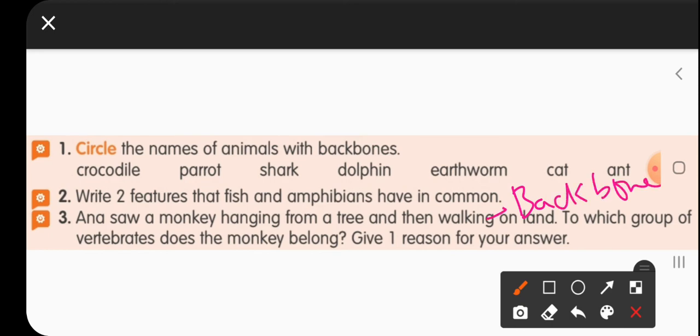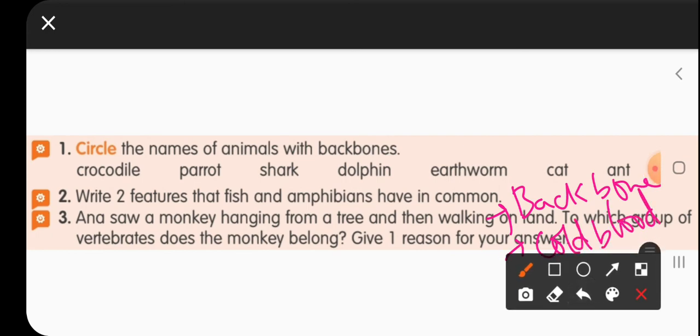The second one is that in common they are cold-blooded animals, and both can live in water.